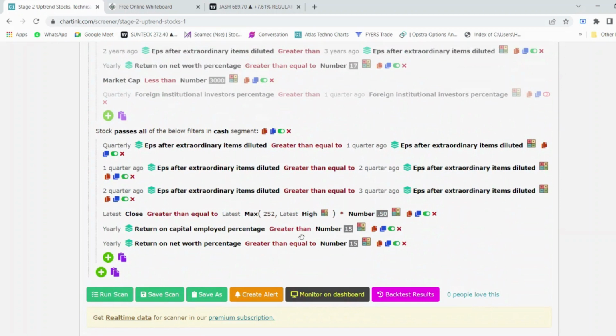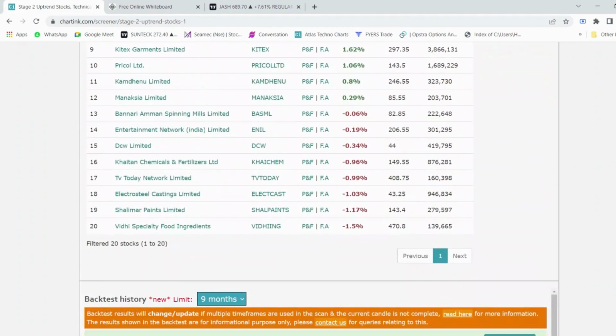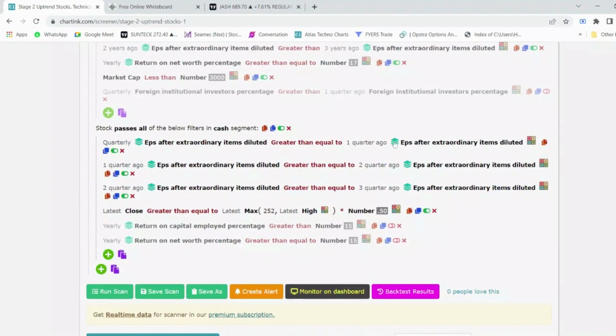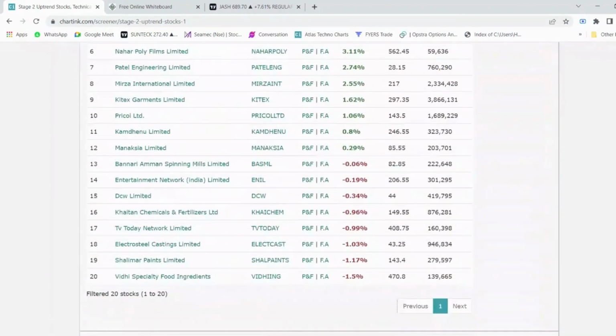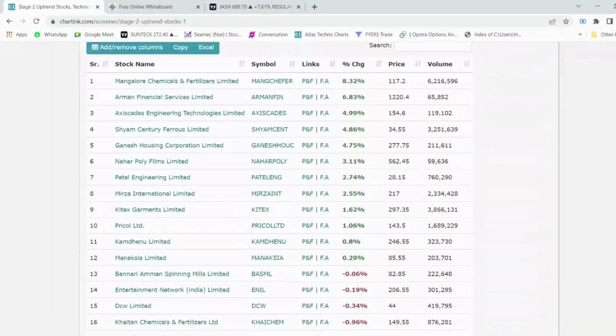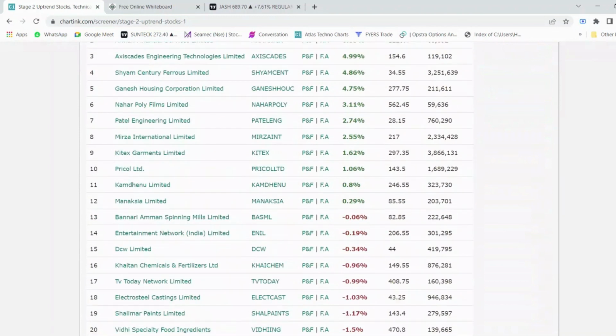Now if we want to disable some more criteria, for example, I can disable this one, that ROE and ROC is greater than 50. If I have disabled this, then I will find some more stocks. So now I am getting 20 stocks where EPS on quarter is increasing and the stock is in stage 2 currently. So this is where you can enter into the stocks.